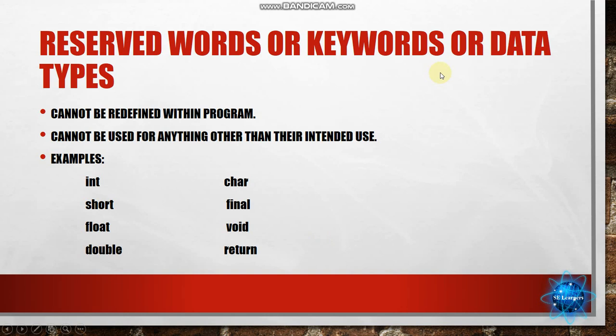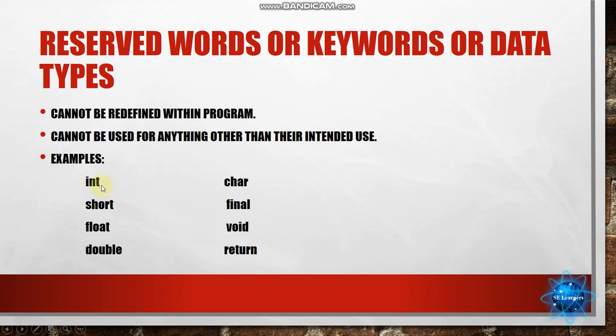Descriptors or keywords or data types. These are words that are in the standard library of Java, which cannot be redefined by the programmer within the program. They have their own purpose, meaning they cannot be used for anything other than their intended use.